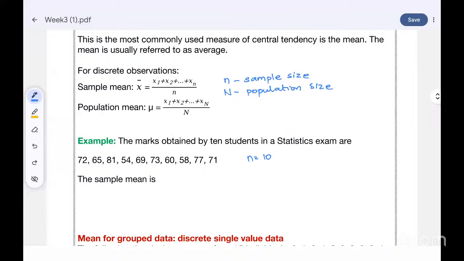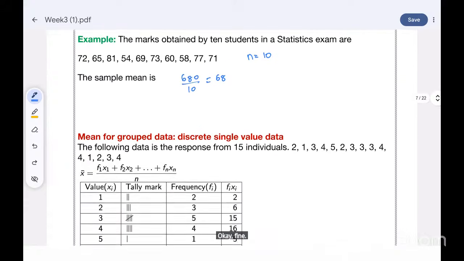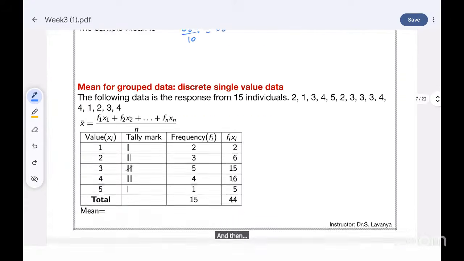Answer 68. 68 also. 68. 67.5. Right. Okay. By 10, 68. Okay. Fine. And then, so this is the simple average.